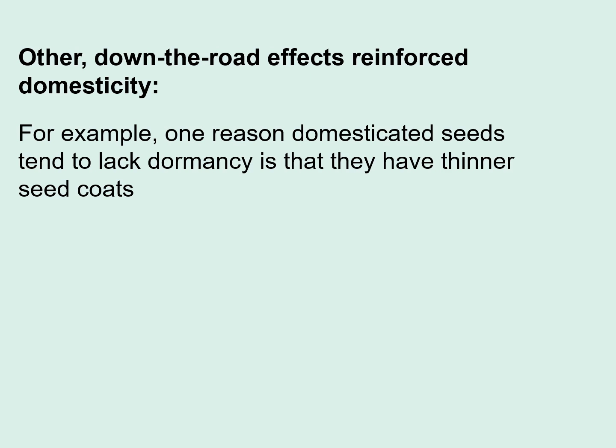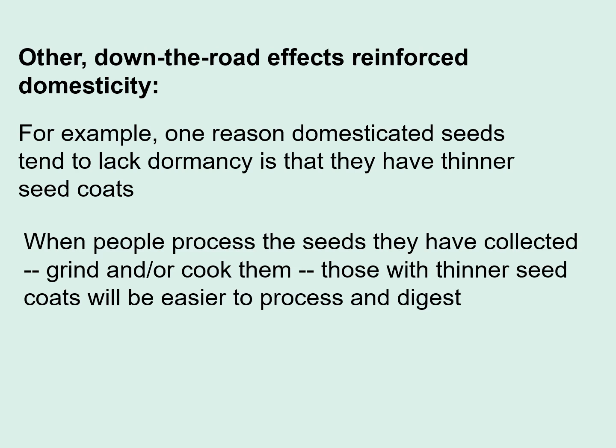Other down-the-road effects reinforce domesticity. For example, one reason that domesticated seeds tend to lack dormancy is that they have thinner seed coats. So that when people process seeds with thinner seed coats, such as grinding them or cooking them, those with the thinner seed coats will be easier to grind or process, whereas those with thick seed coats might not be digested. They might pass entirely through your gastrointestinal tract and come out the other end. So those with thin seed coats might be better digested.